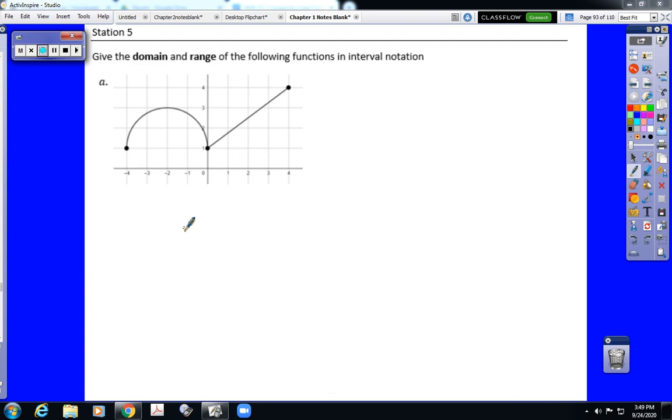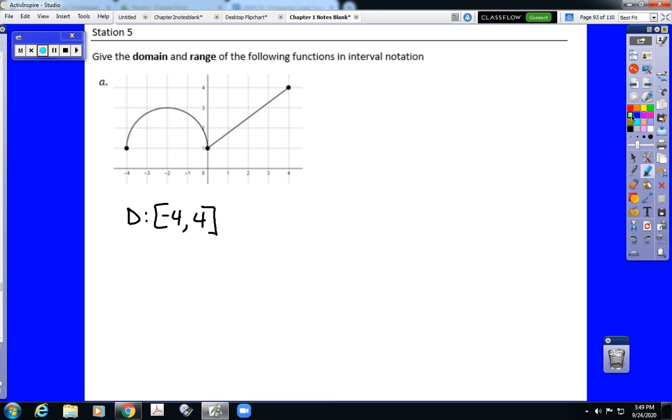Okay, this video is going to cover Station 5, which is asking us to give the domain and the range of the following functions in interval notation. So letter A is a graph. The domain is going to refer to all of the x values included in this graph. In this case, the x values range from -4 to +4 with no interruptions. So that should be our domain.